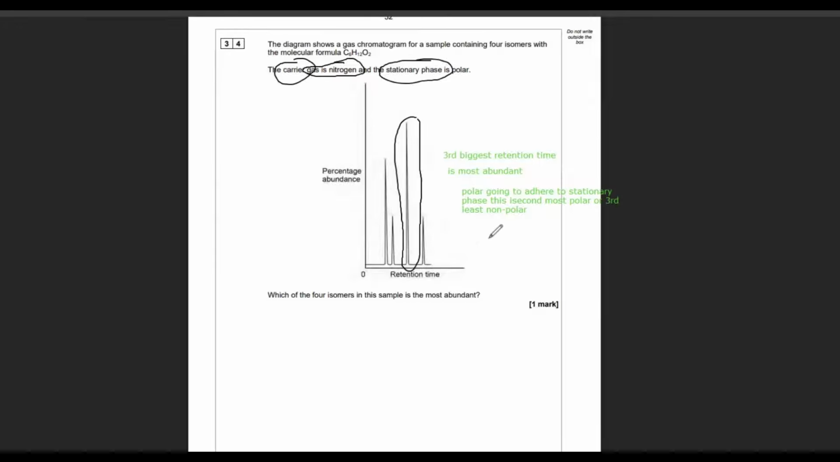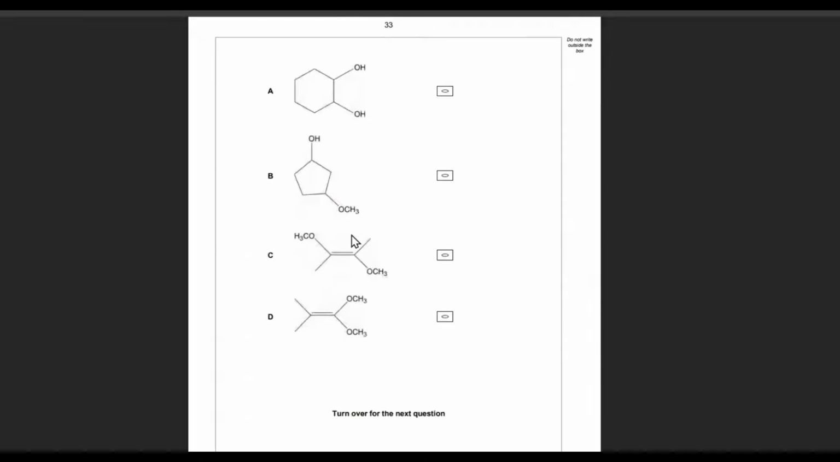R1 is kind of in between. It's not the most polar molecule. This would be the most polar molecule, the one on the little peak on the far right, because it's got the longest retention time, so it's more attracted to the stationary phase than it is the carrier, which is non-polar. And the most non-polar is the one on the far left, the second most abundant.